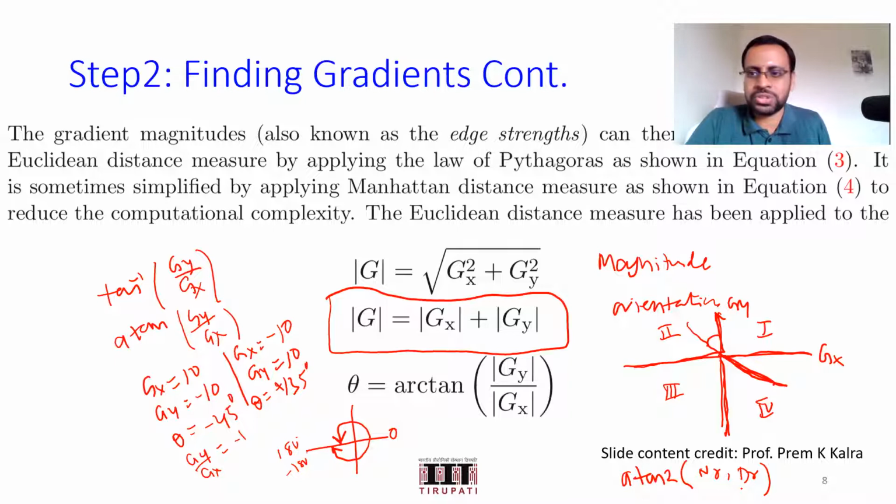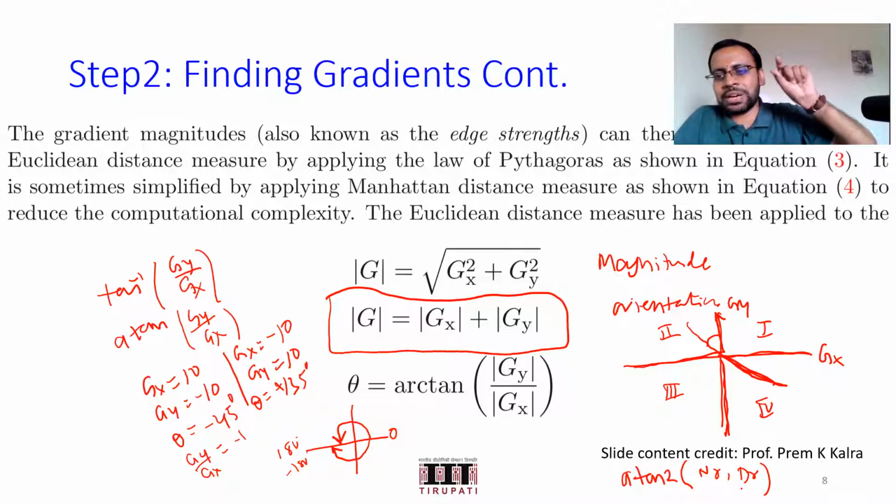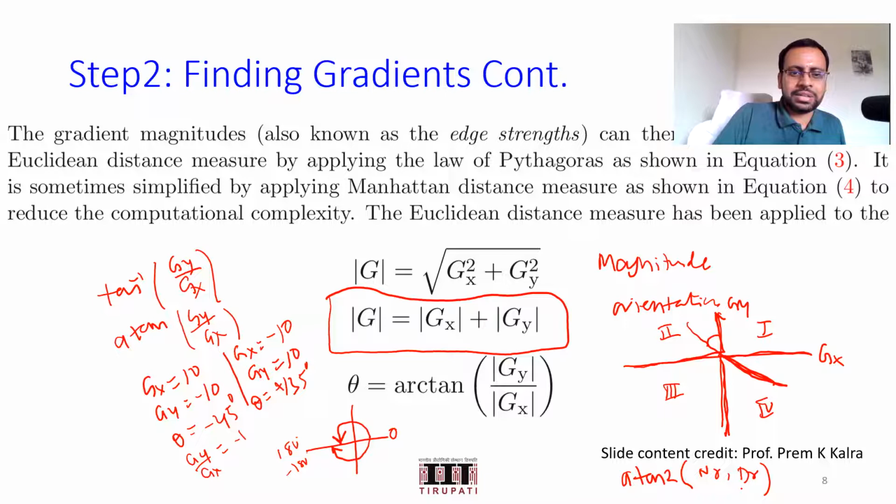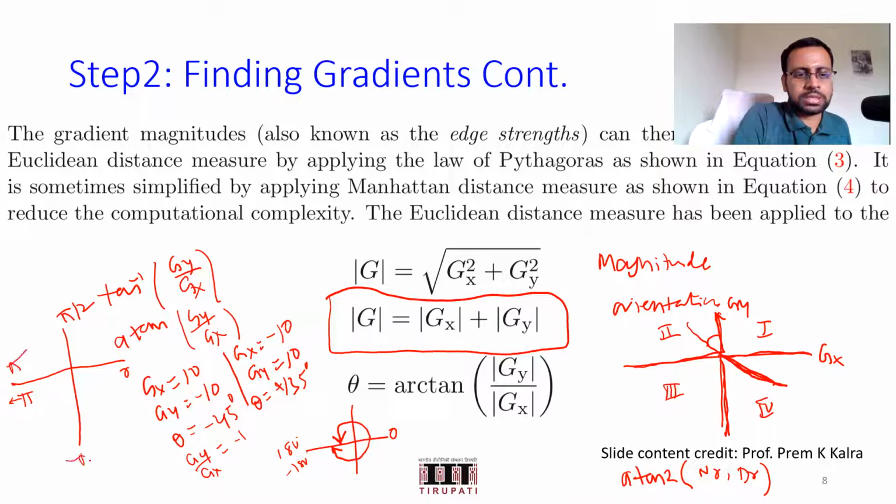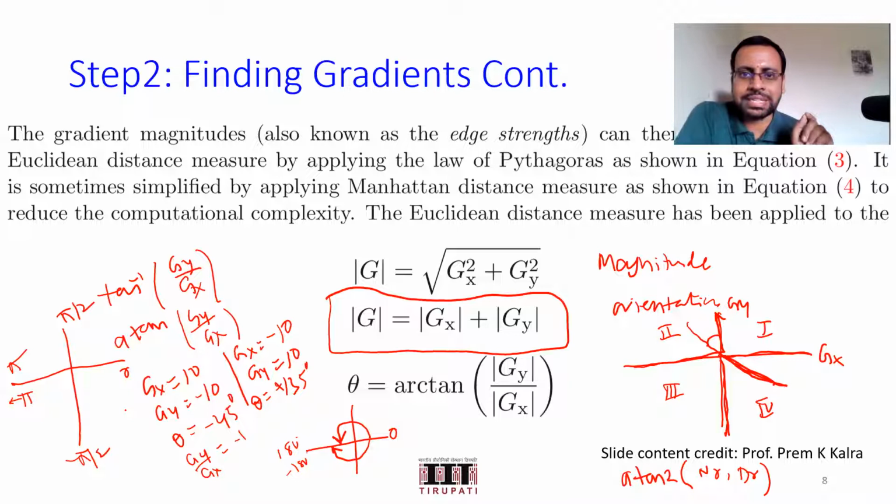Thank goodness that it takes two arguments. Otherwise, its range is only over a period of pi by 2, 0 to pi by 2. Once this is there, the range would be now minus pi to plus pi. Minus pi, 0, pi by 2, this I could call pi, this I could call minus pi by 2, minus pi. Pay attention to all these minute details because they do matter when you are going to write a program for it and implement all the steps.